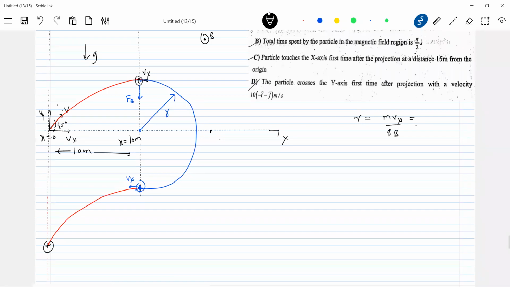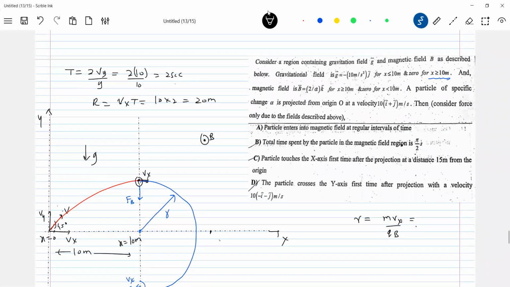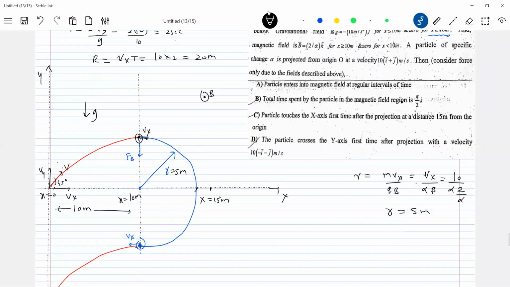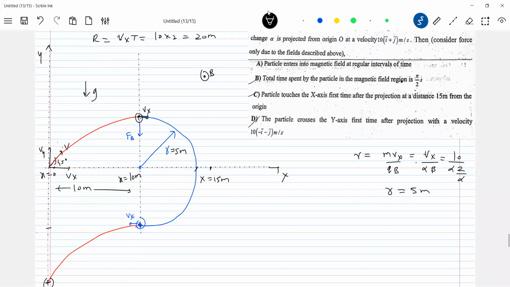So what is the value of mass of the particle? Charge alpha is given. So we'll do one thing. Specific charge is alpha, no? So Vx by alpha b. Vx is how much? 10. Alpha. B is how much? 2 by alpha. So therefore, the radius of the charged particle in the magnetic field is equal to how much? 5 meter. So where will it cut the x-axis? At x equal to 15 meter. Then again, here this will be minus 5 meter.